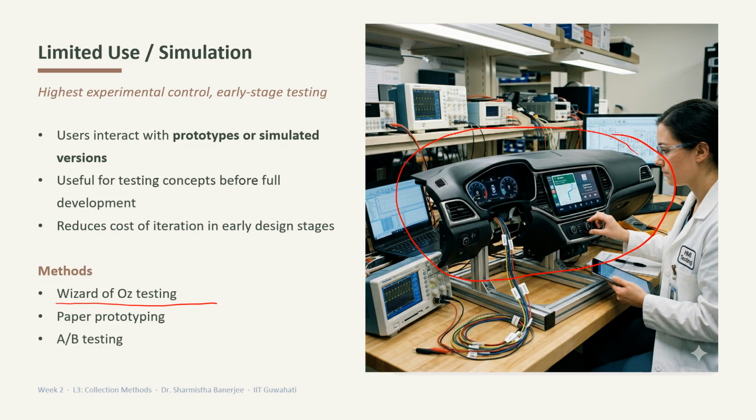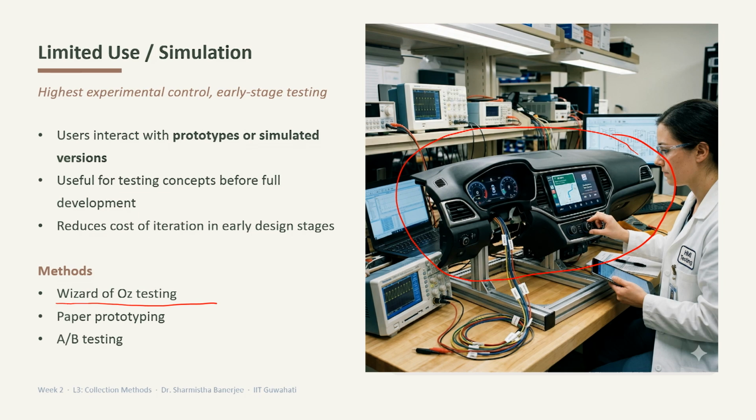So it is basically a simulation of what they would have expected in an actual scenario. You can also build some paper prototypes. So I want to understand the spatial configuration, or I want to understand whether people like this particular form or not, and I can create paper prototypes.